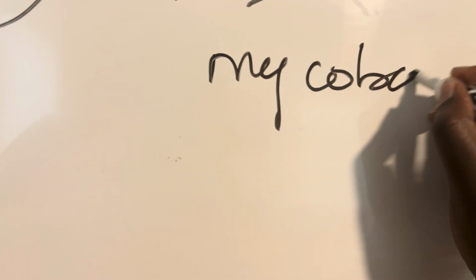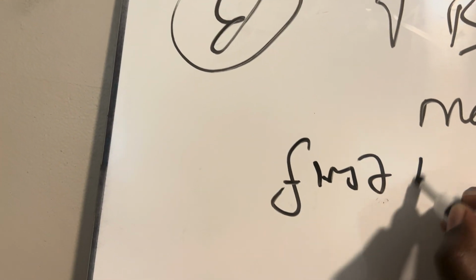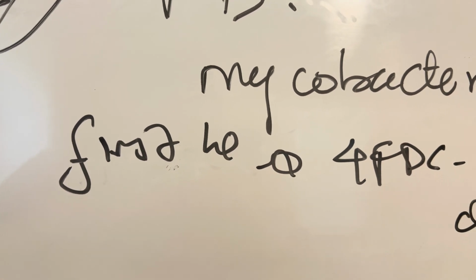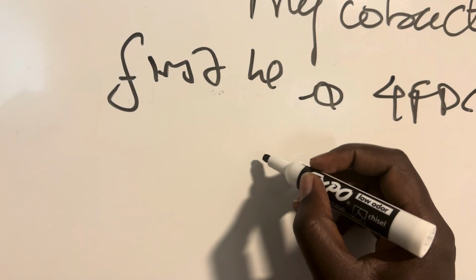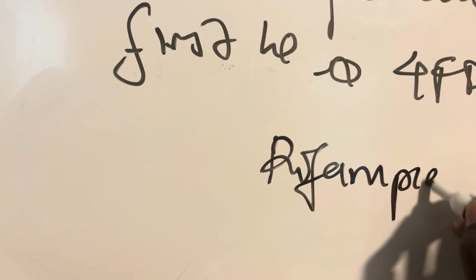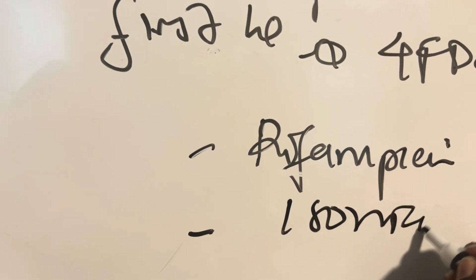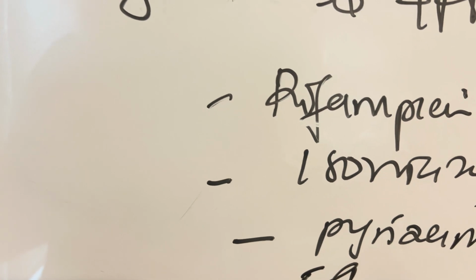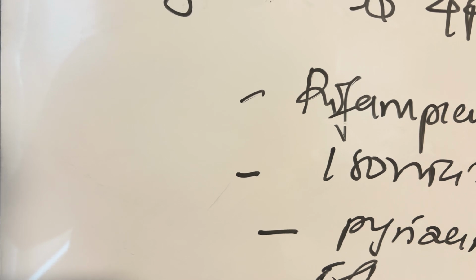Yes. So we're moving to number 6, TB, tuberculosis, caused by Mycobacterium tuberculosis. So first line, we have 4-FDC, which is a fixed dose combination. So there are 4 drugs: rifampicin, isoniazid, pyrazinamide, and then ethambutol.